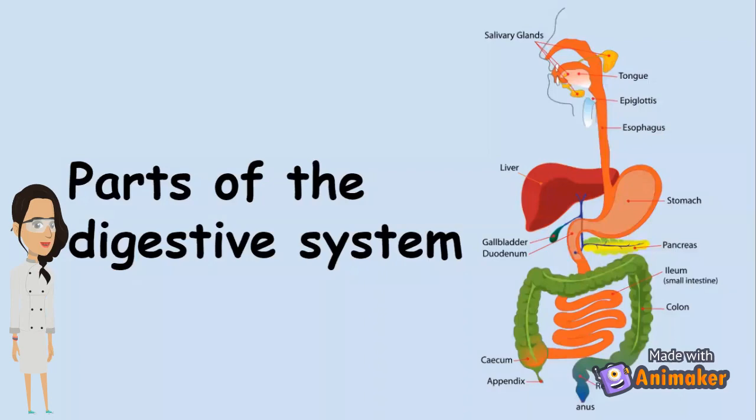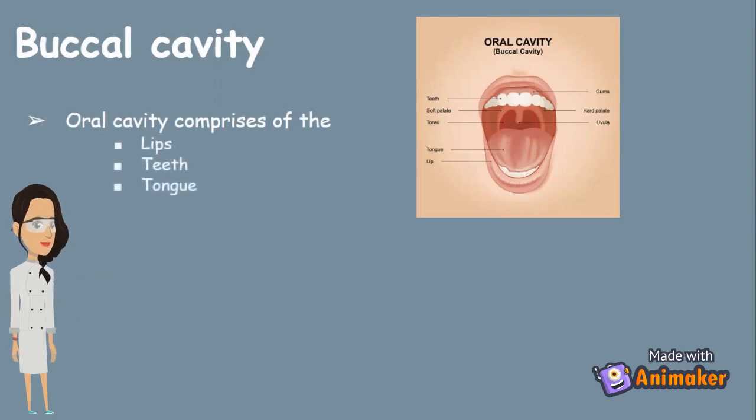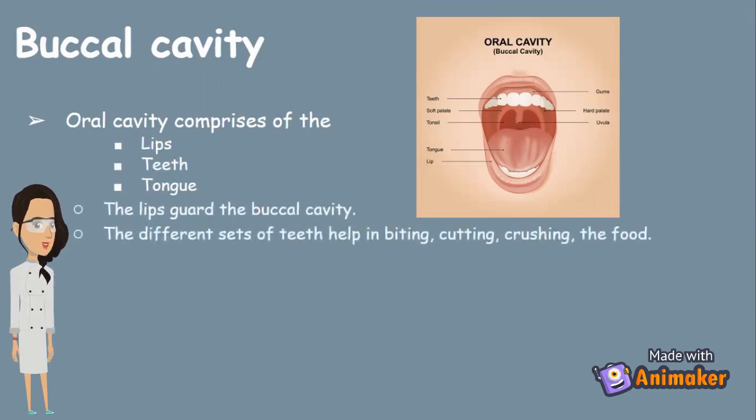Now let's learn about the parts of the digestive system. The first part we'll be learning about today is the buccal cavity. The buccal cavity, also known as the oral cavity, comprises of the lips, teeth, and tongue. Keep that in mind. The lips guard the buccal cavity, and different sets of teeth help in biting, cutting, and crushing the food we eat.